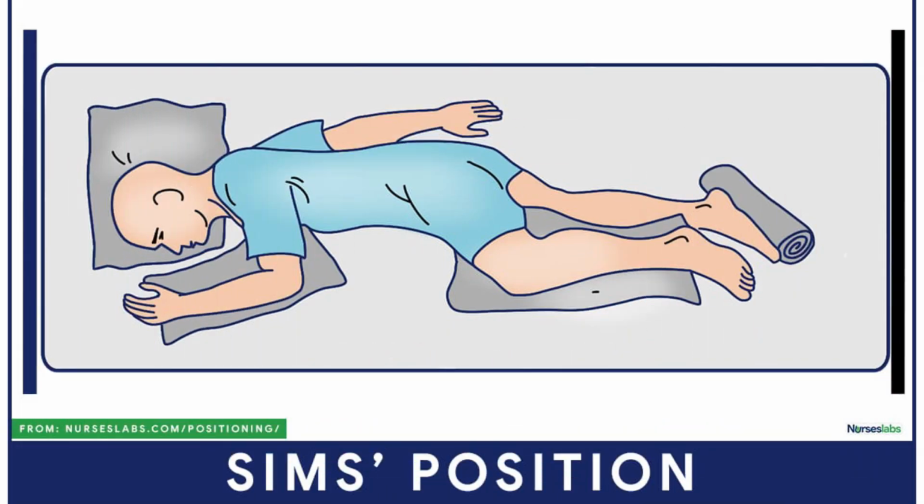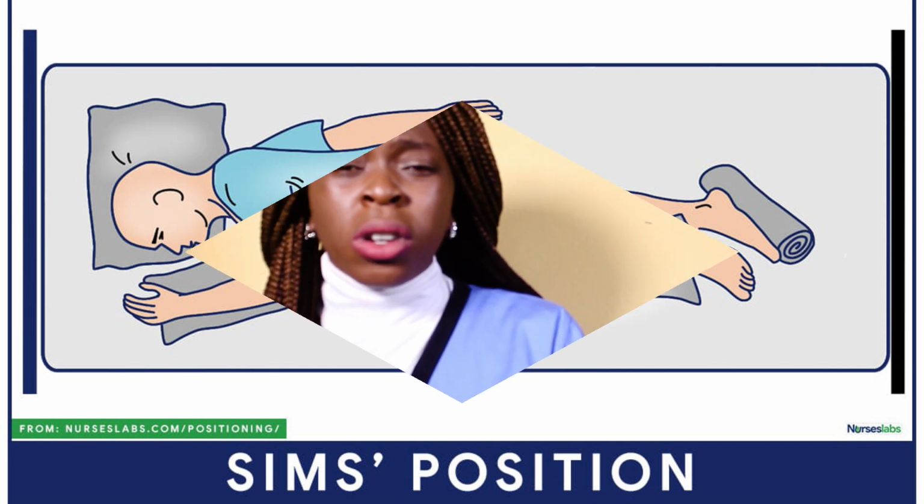You get? So SIMS position is also known as the semi-prone position. It is known as what? The semi-prone position. SIMS position or semi-prone position is when the patient assumes a posture halfway between the lateral and the prone position. If you look at the screen, you find out that the patient is carrying out both the lateral position and the prone position. True or false? Look at it very well.